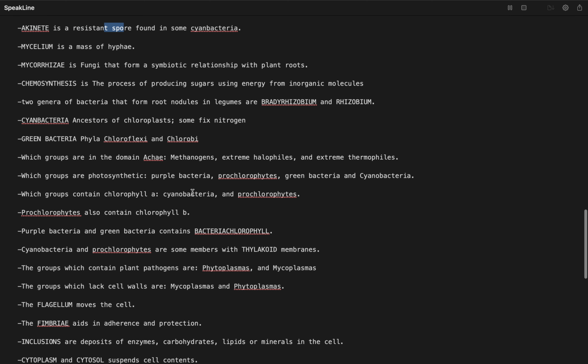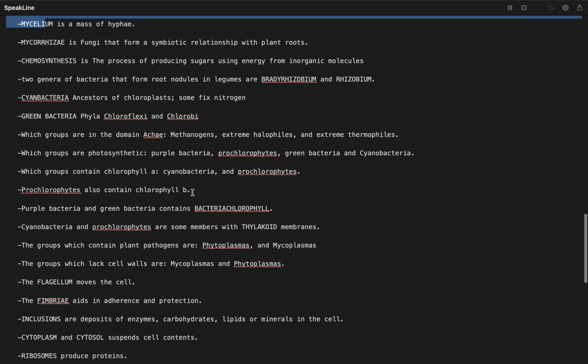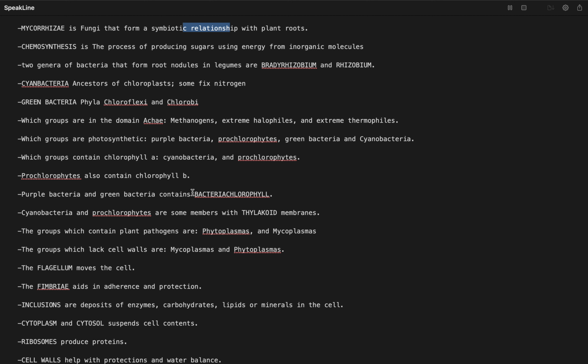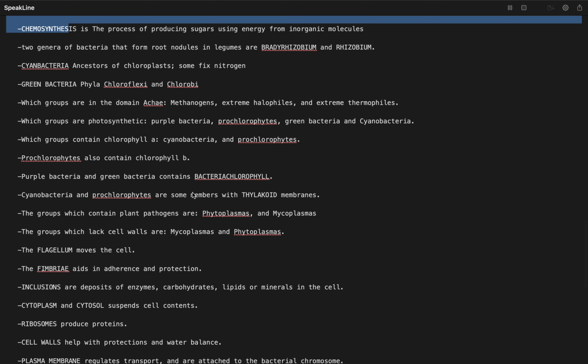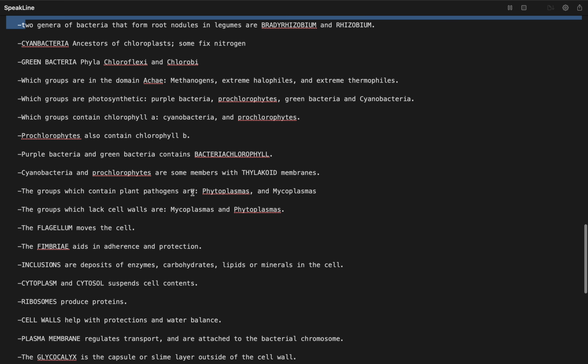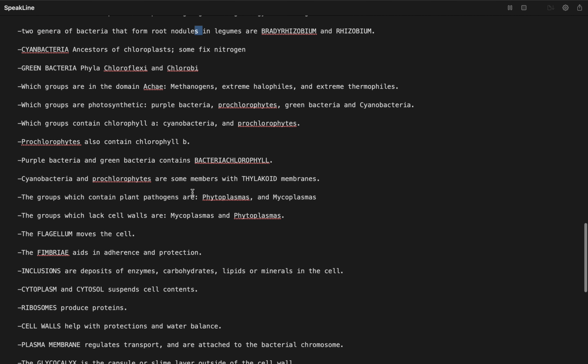Akinete is a resistant spore found in some cyanobacteria. Mycelium is a mass of hyphae. Mycorrhizae are fungi that form a symbiotic relationship with plant roots. Chemosynthesis is the process of producing sugars using energy from inorganic molecules. Two genera of bacteria that form root nodules in legumes are Bradyrhizobium and Rhizobium. Cyanobacteria are ancestors of chloroplasts.